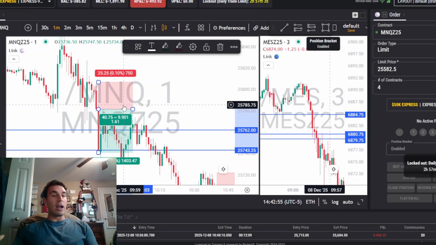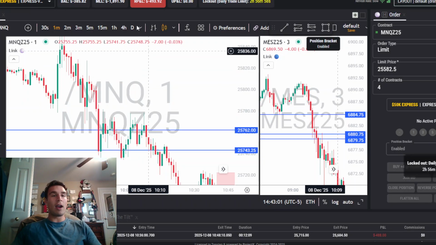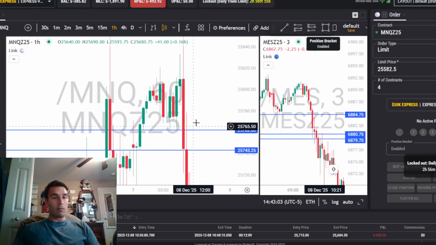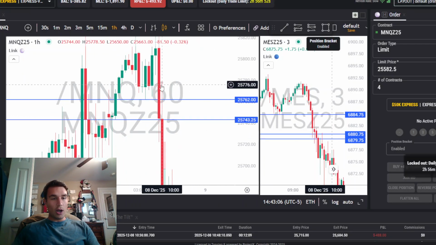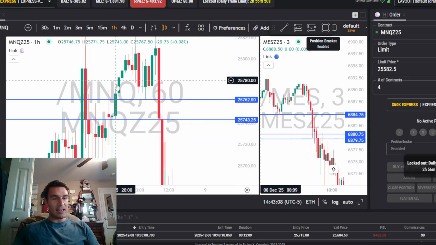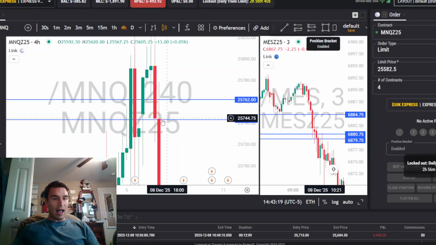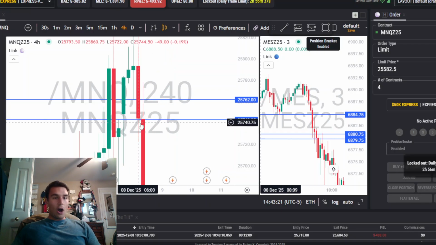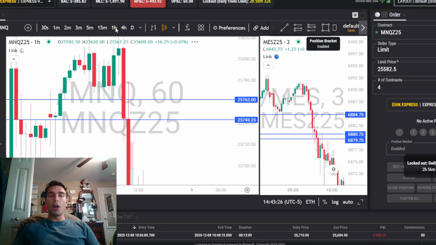But another point of reassessment of bias would have been the 10 a.m. close, because that would have been where the 1 hour and 4 hour closed. And we see that in this case, the 1 hour ended up closing through both of these 1 hour gaps at 10 a.m., as well as a very huge break of structure to the downside on the 1 hour at 10 a.m. And on the 4 hour, we also broke structure to the downside, as well as closed through this 4 hour gap as well. So all of those things really needed for me to change my bias to bearish.